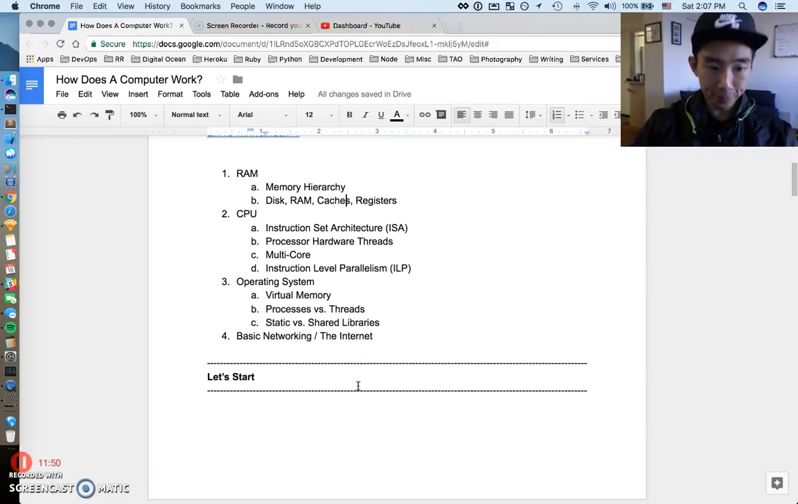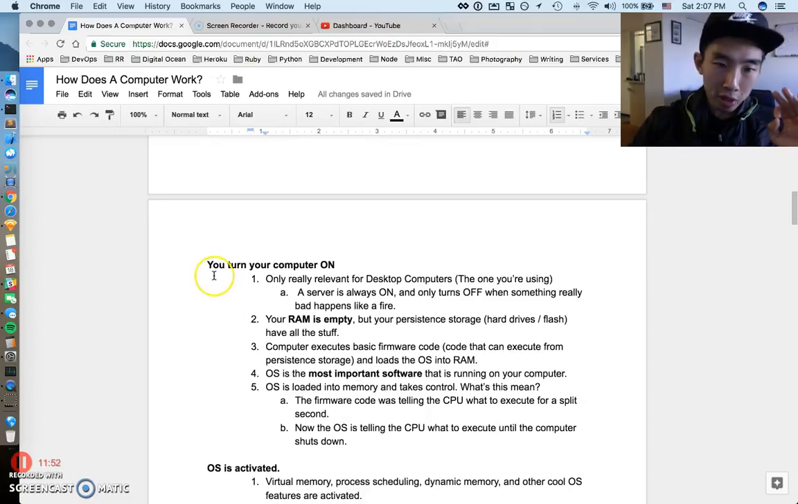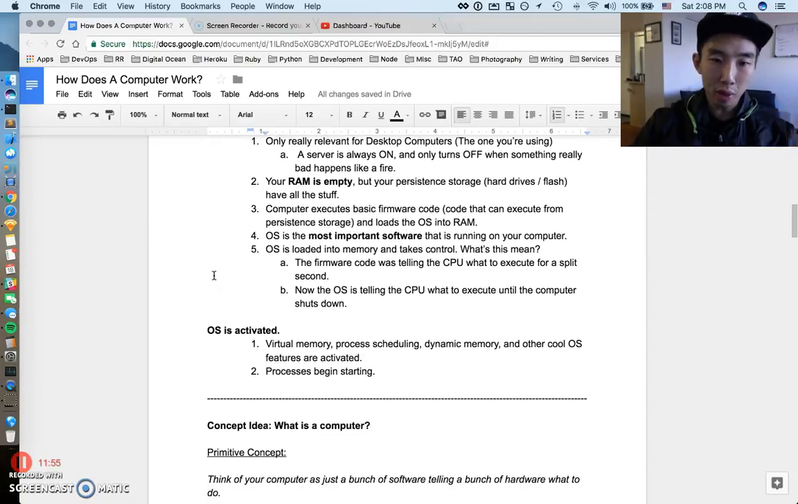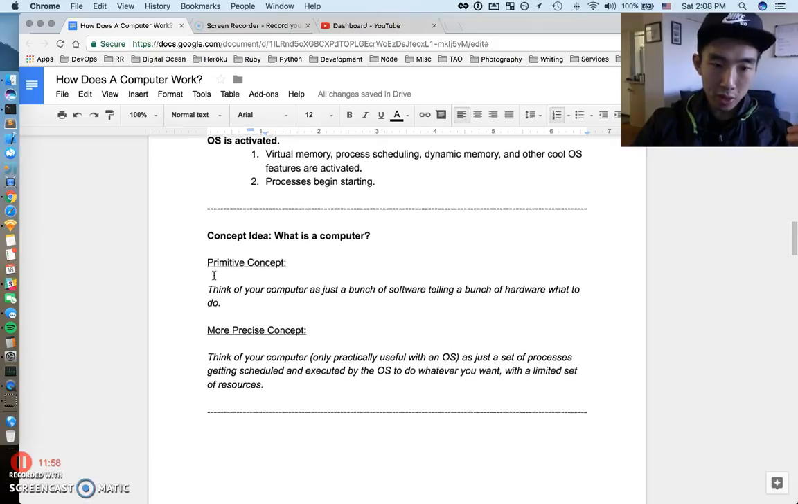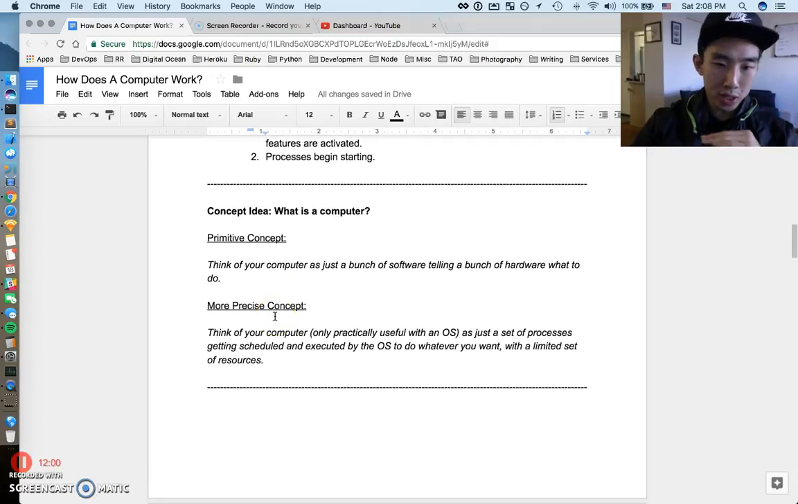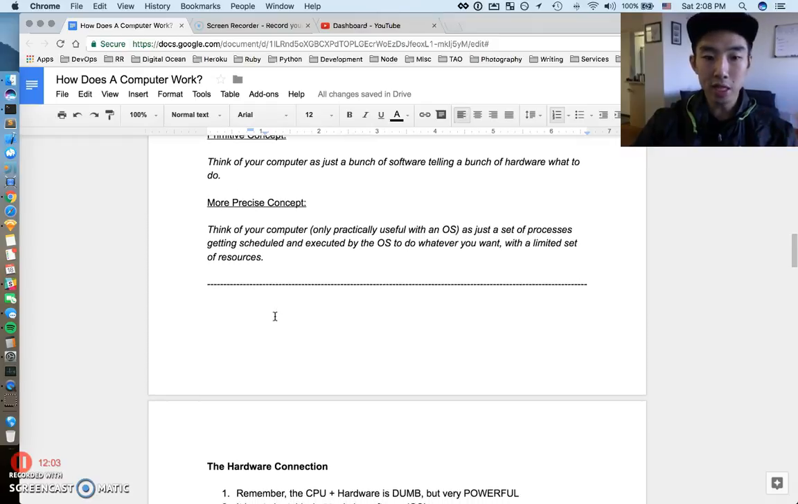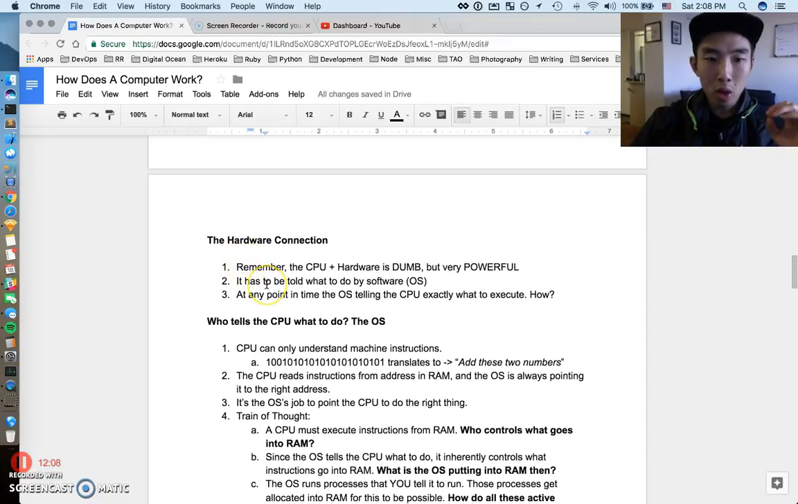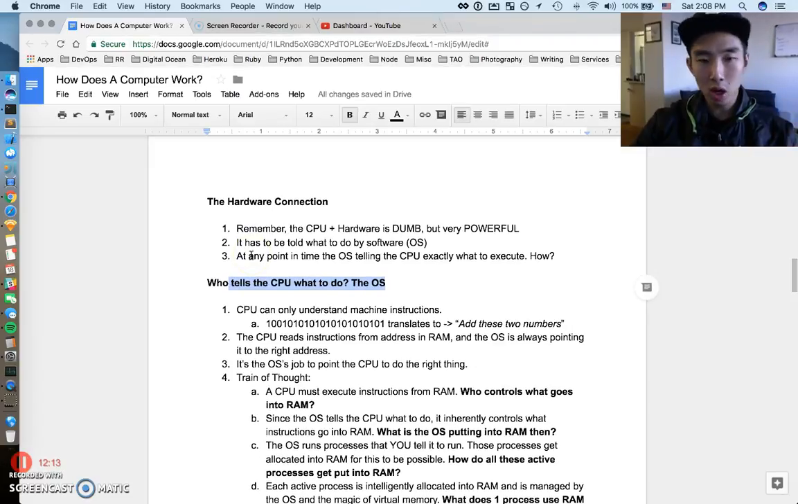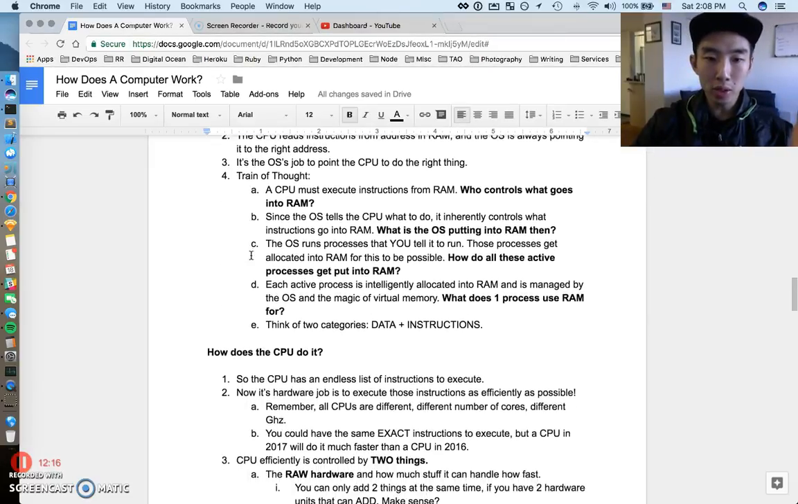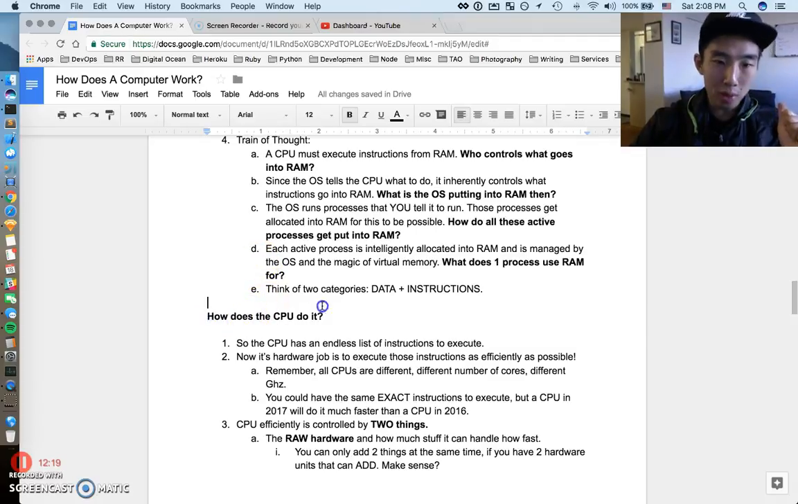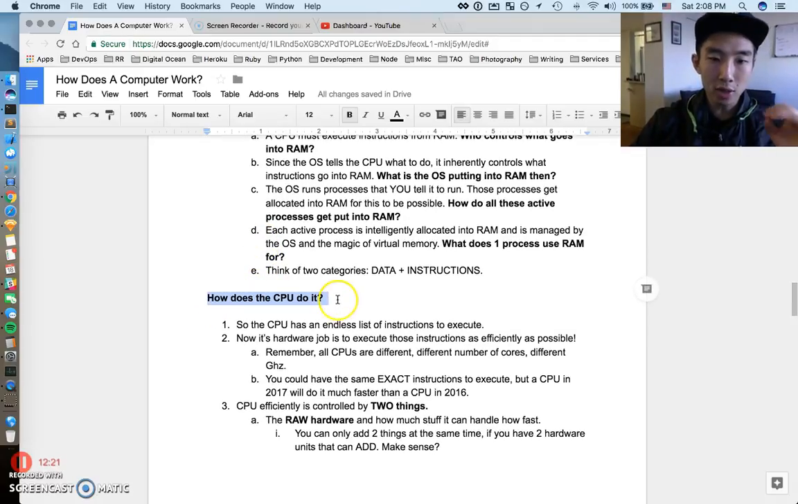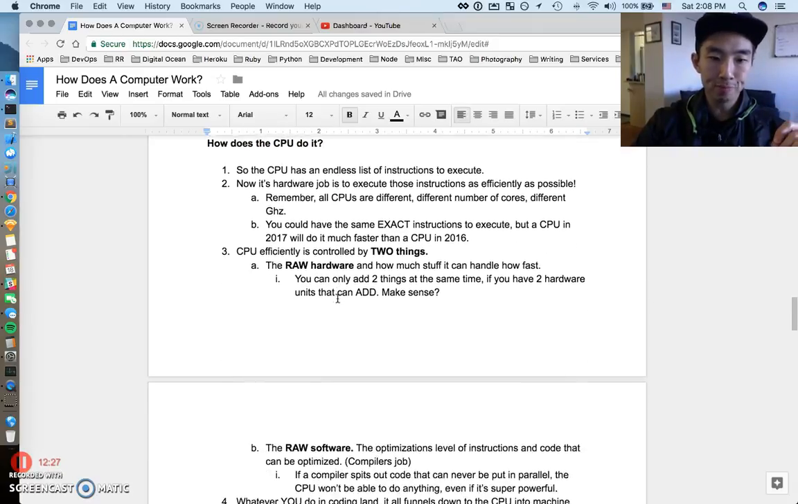It's crazy, right? So remember, from the moment your computer turns on, it activates the operating system and loads it into memory. The operating system's job is to schedule and execute processes and tell the CPU what to do. We talked about the hardware connection, about who tells the CPU what to do. Remember, it's always the OS. That connection between hardware and software is really important, and it's also important to understand how the CPU does it. Not all CPUs are the same, and some are going to be better and do things more efficiently than others.